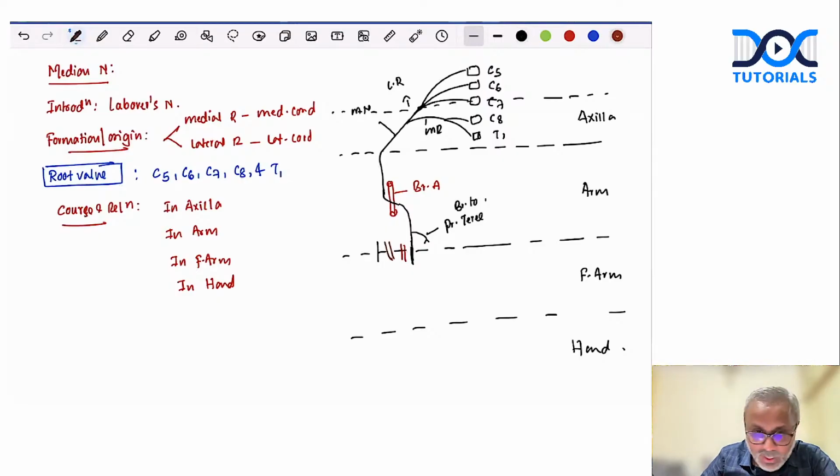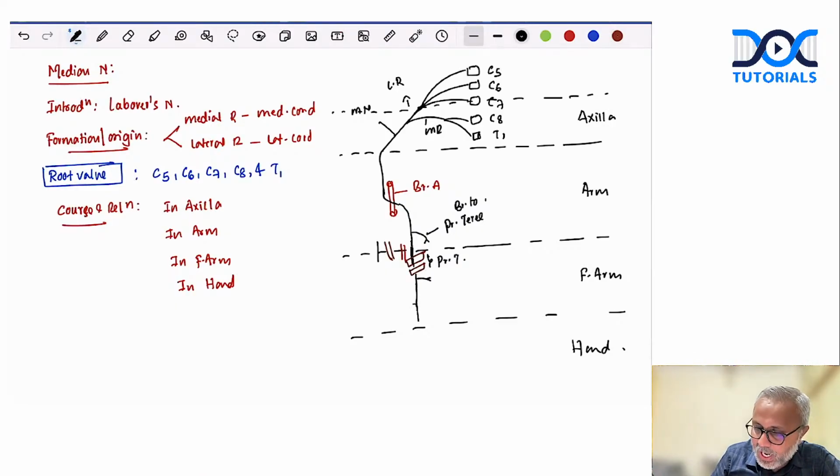Remember, as the nerve enters the forearm, it passes between the two heads of the pronator teres. So we can show the two heads, and we can show that the nerve is passing between the two heads of the pronator teres muscle. This is how the nerve will enter the forearm. Now here in the forearm, the nerve will supply the rest of the superficial muscles of the front of the forearm. Okay, we will talk about the branches a little bit later, but let's finish the course.